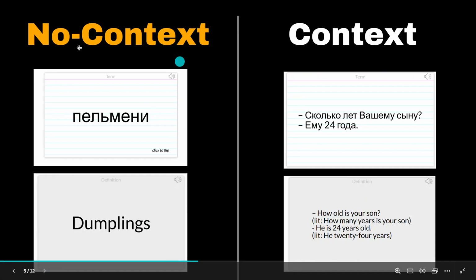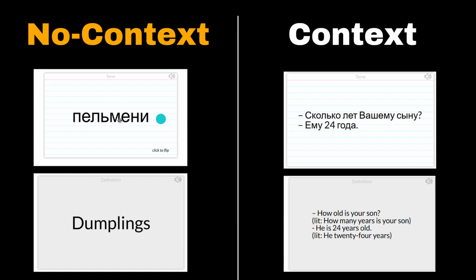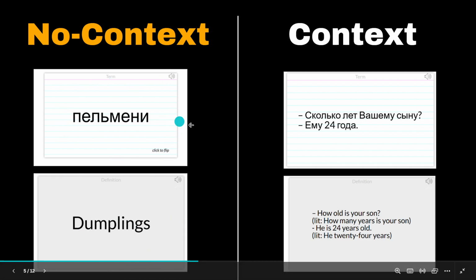Here's an example of no context. So I'm learning Russian at the moment. So you've got the word pelmeni, which means dumplings. So that would be an example of no context, a word translation. Here is an example of context. So you've got skолько let vyššemu synu.